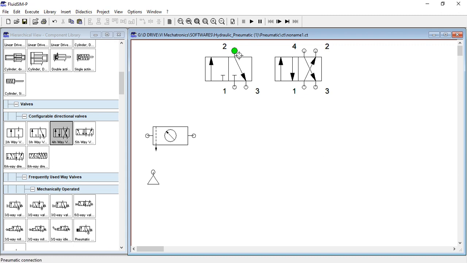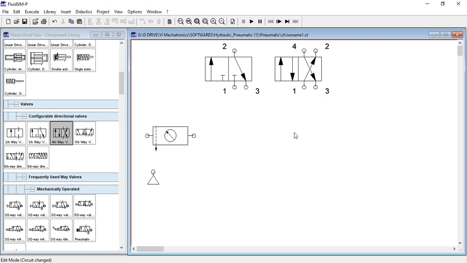Now what about 2 and 4? So remember, the outputs of a direction control valve will always be 4 and 2. In 3 by 2 there is only one output, so there is 2. In 4 by 2 there are two outputs, therefore it is 2 and 4. Now what will we do with these ports? We will just connect them to the actuator and we will get the motion. Okay. So just remember, 1 for pressure, 3 for atmosphere, 2 and 4 for output. Okay. So now this is clear. I think it is clear that this is 3 by 2, this is 4 by 2.